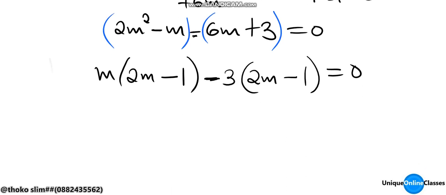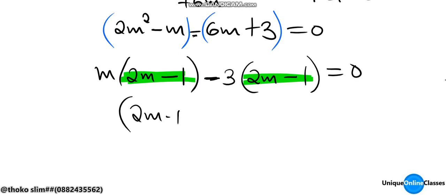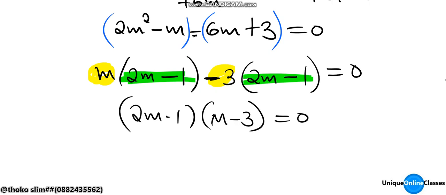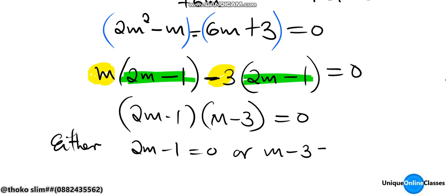So we can see this bracket is the same as that bracket. We are going to pick one bracket there, so it will be 2m minus 1, and the other bracket you get the factors which are m and the negative 3. So we have m and the negative 3 there is equal to 0. So what it means here is that either 2m minus 1 is equal to 0 or m minus 3 is equal to 0.